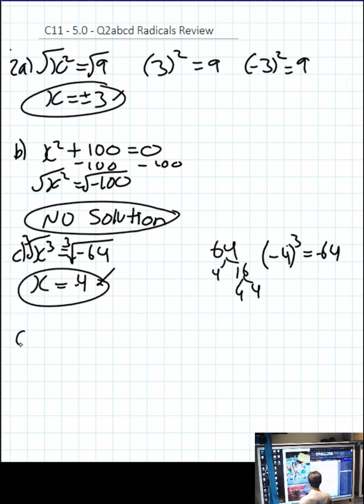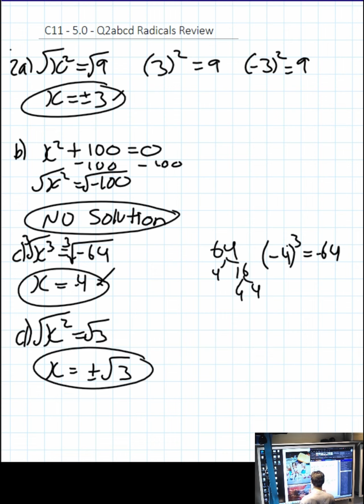We have x squared equals 3. So we're simply going to square root both sides. And x equals plus minus root 3. Let's circle our answer. That's it. That's the answer. We don't have to square root it.